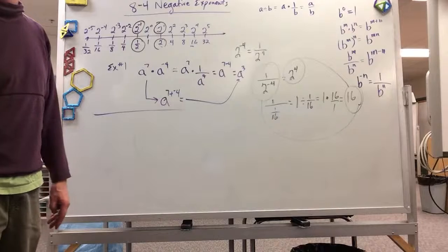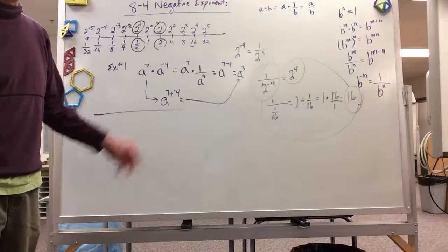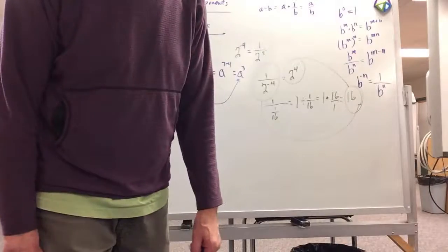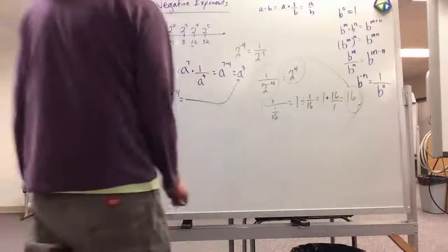So, then there's another property that's related to this one. It's called the negative exponent property for fractions. And that works like this.